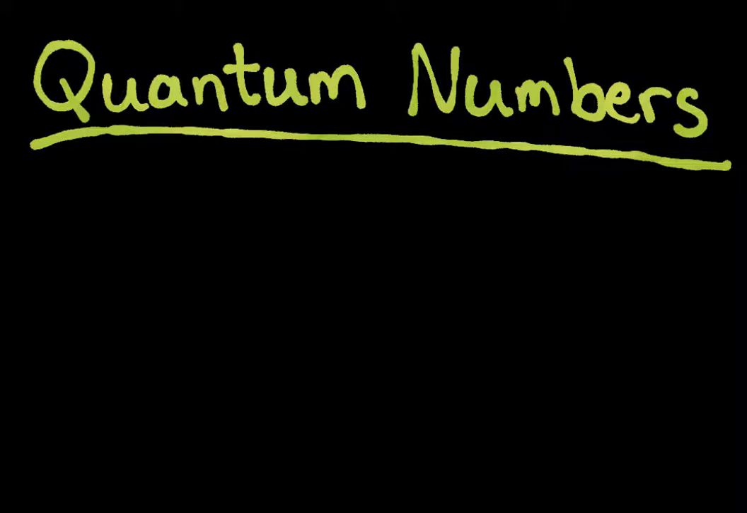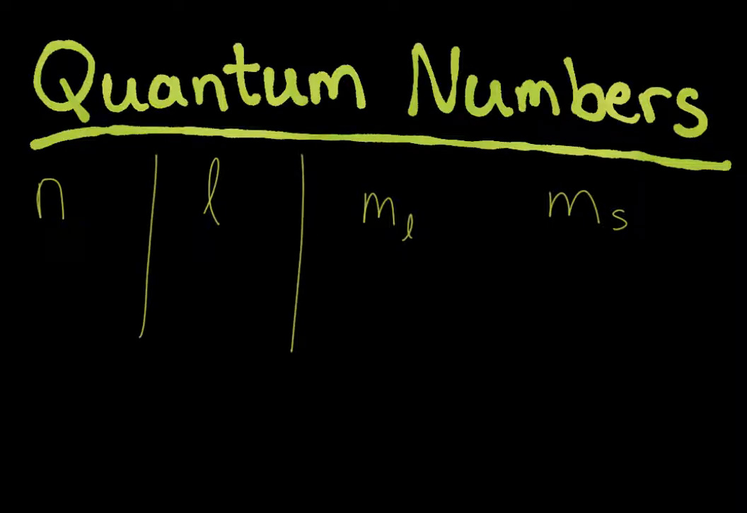Hey everybody, so in this video I'm going to be talking about quantum numbers in chemistry. So there are four quantum numbers. You have n, then you have L, and then m sub L, and then m sub S. So what these four numbers mean is, let's start with n.